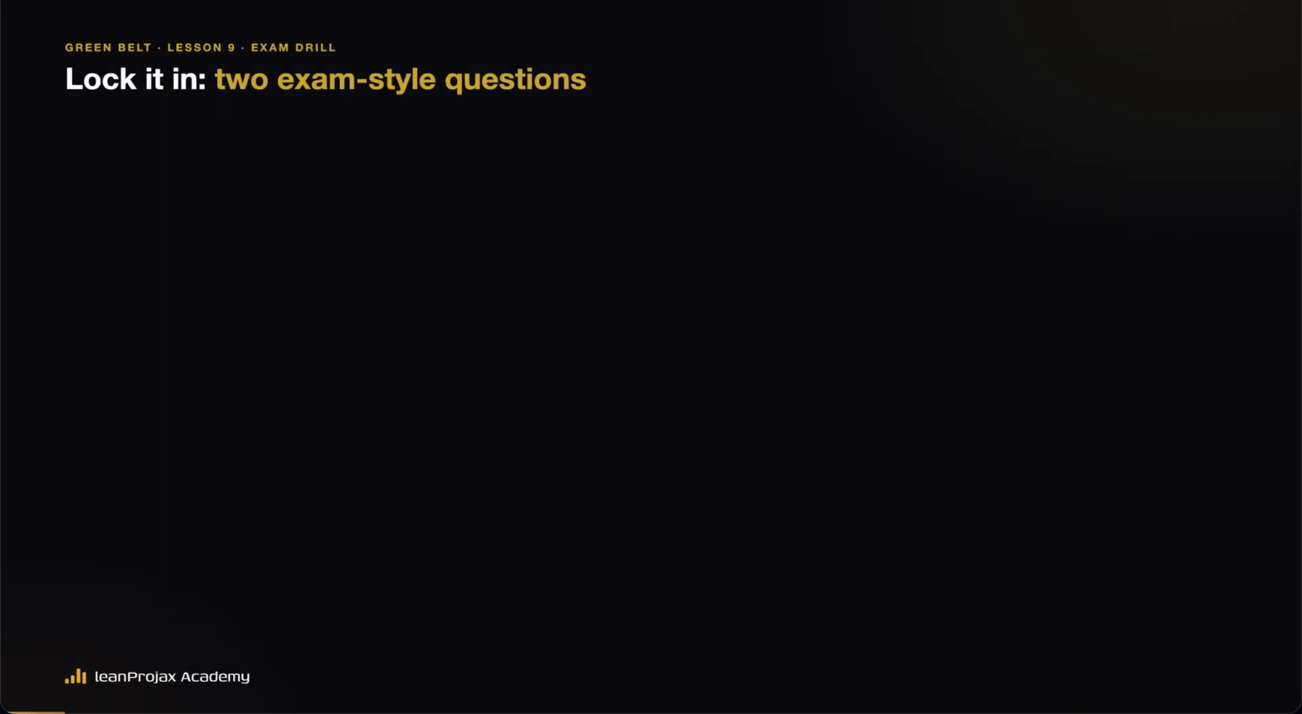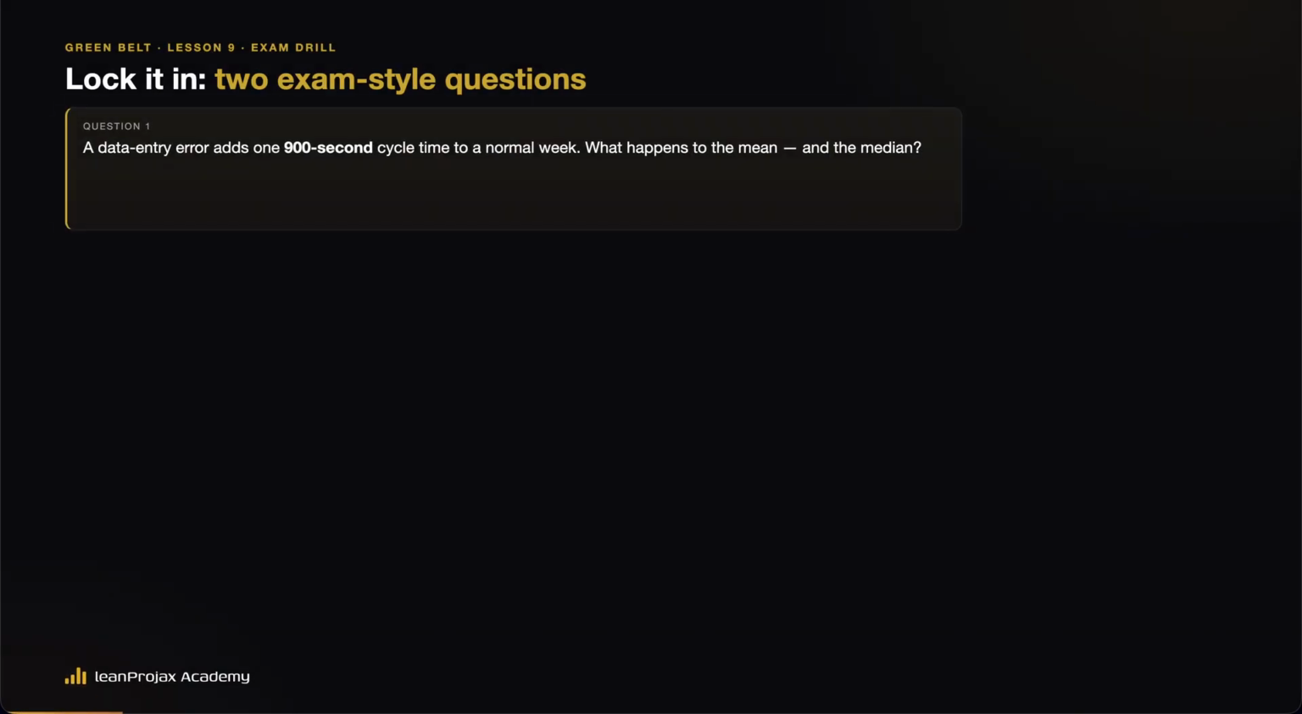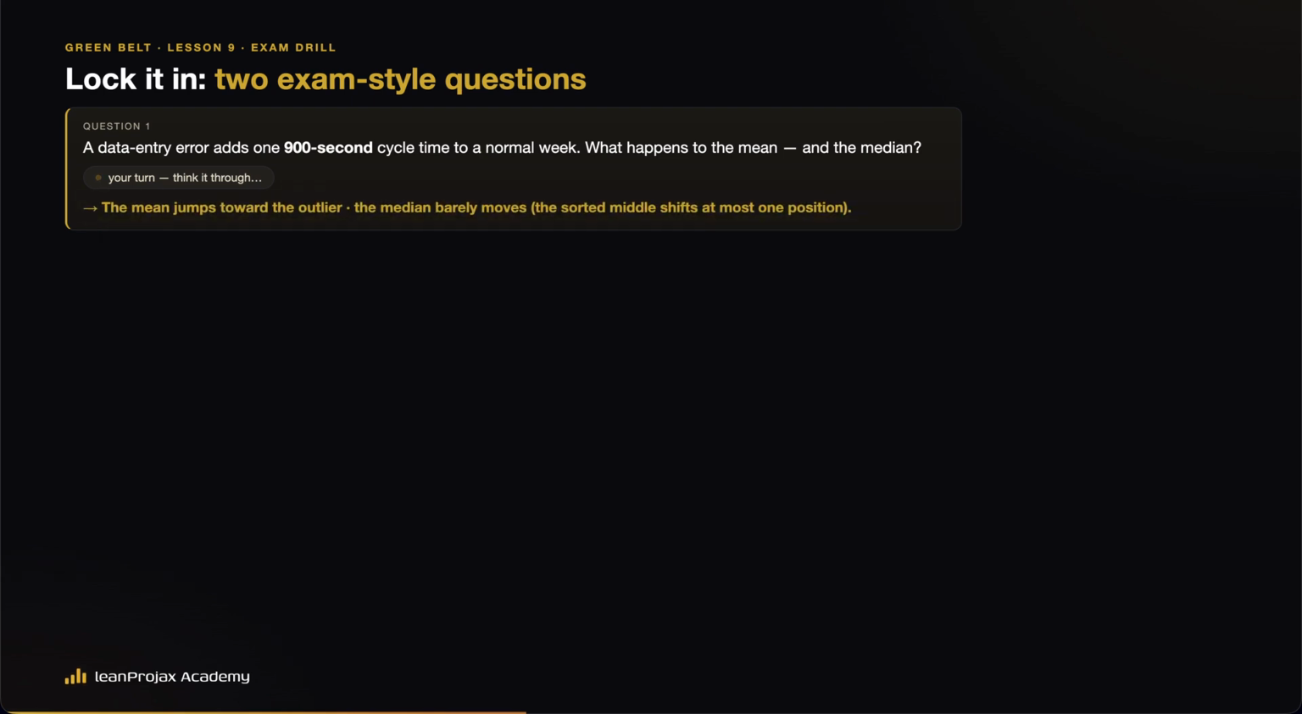2 questions. Question 1. A data entry error adds 1 cycle time of 900 seconds to a normal week. What happens to the mean and what happens to the median? Pause here if you need a moment. The mean jumps toward the outlier. The median barely moves. One value shifts the sorted middle by at most 1 position.